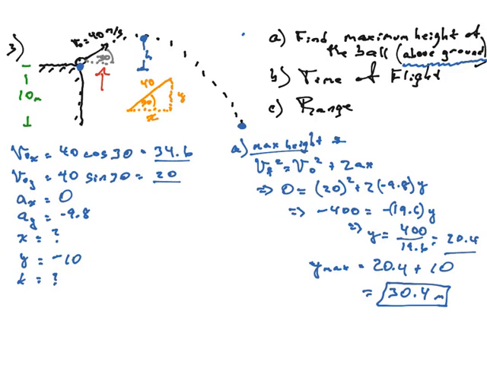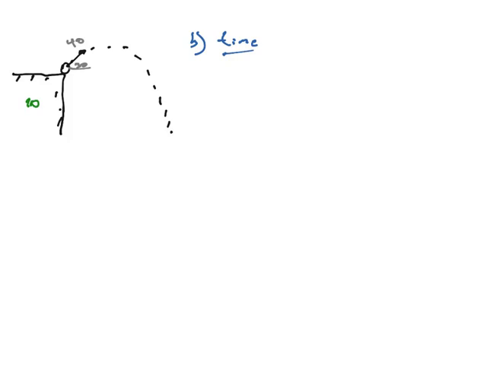Now, I'm going to have to go to another page, but I'll go ahead and redraw the picture here. Here's my cliff. The ball, shot up and back down again. 10-meter high cliff, 30 degrees, and initial velocity of 40. All right. Now I'm looking for part B. Part B was time of flight. So the total time that the ball is going to be in the air.